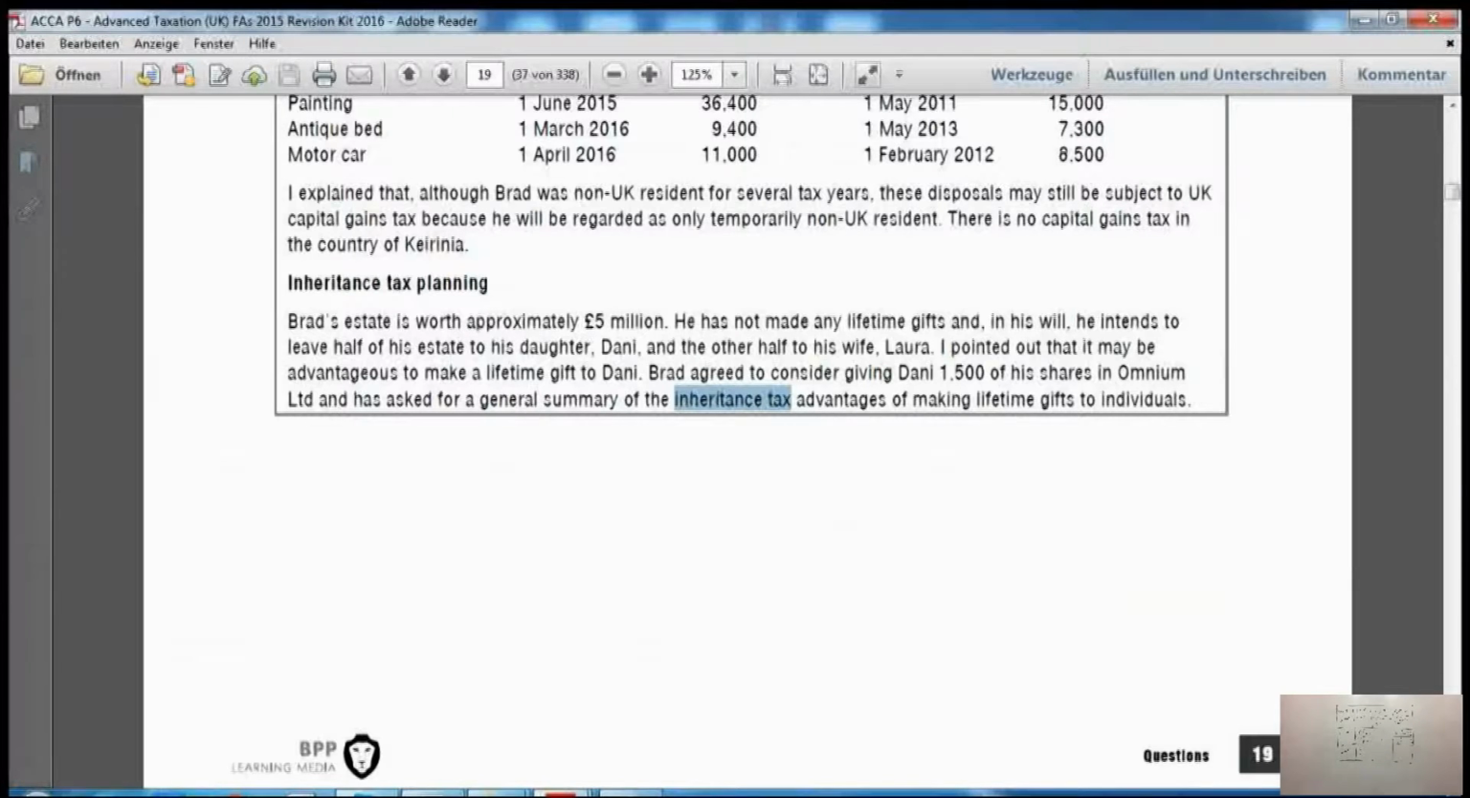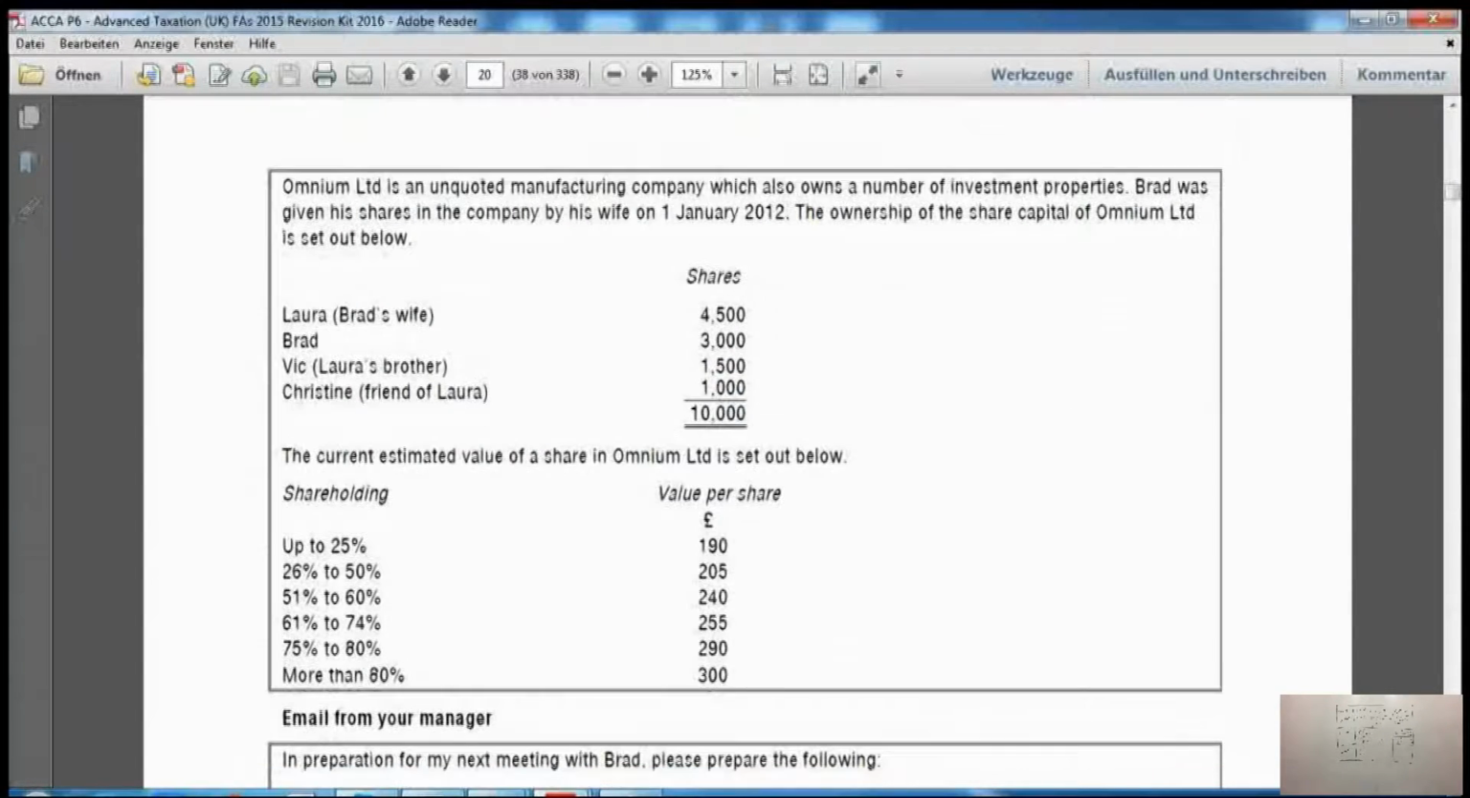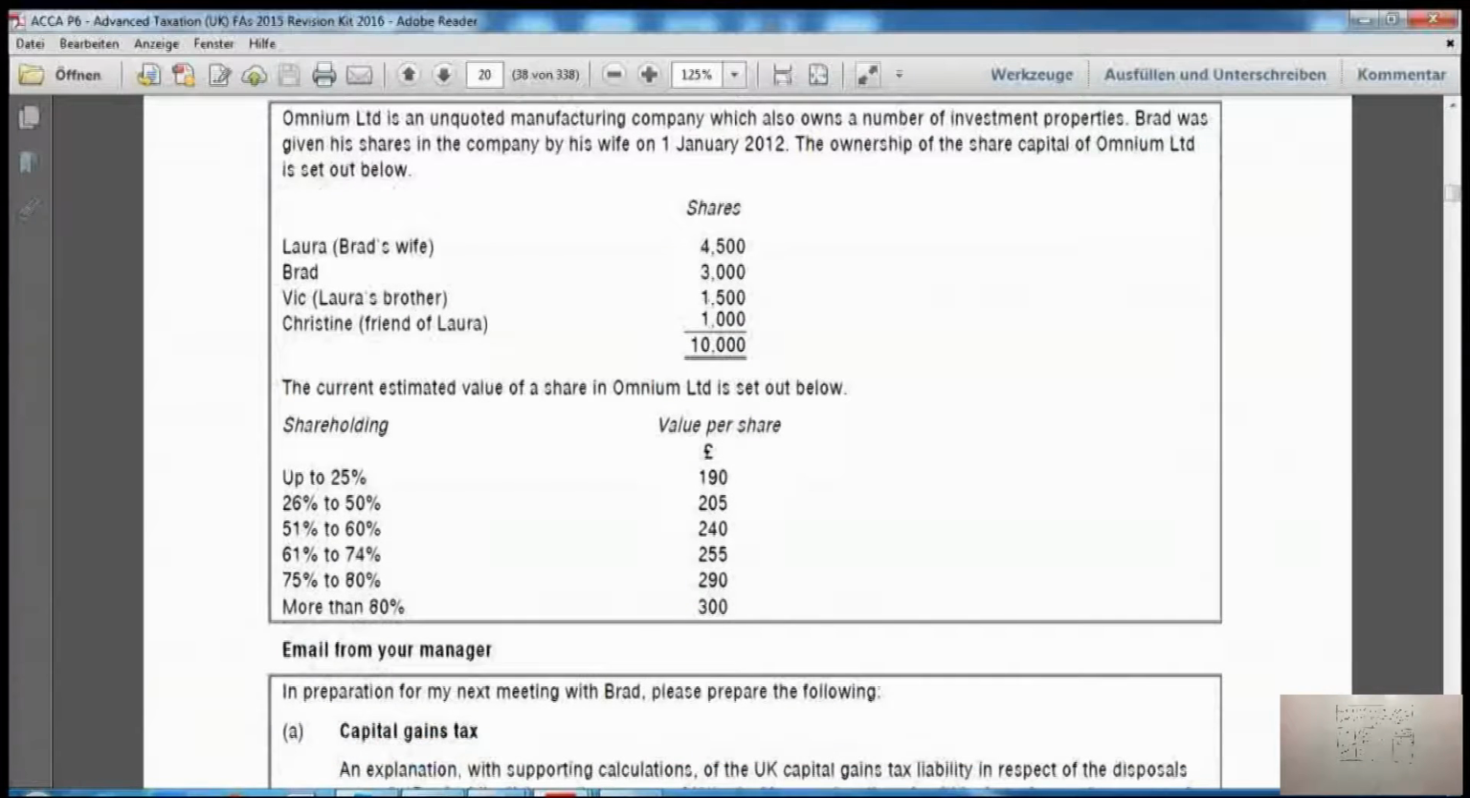Alright, now let's go to the requirements. What does it ask for? After that, the question continues. It says Omnium Limited, in which he is transferring some shares, is an unquoted manufacturing company which owns a number of investment properties. Brad was given his shares in the company by his wife on 1st of January 2012. The ownership of the share capital of Omnium Limited is set out below.